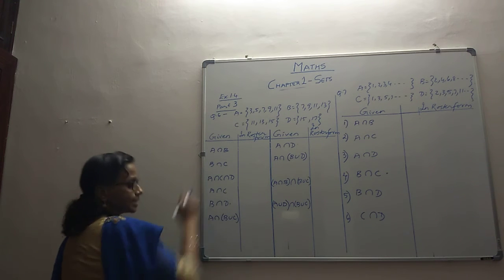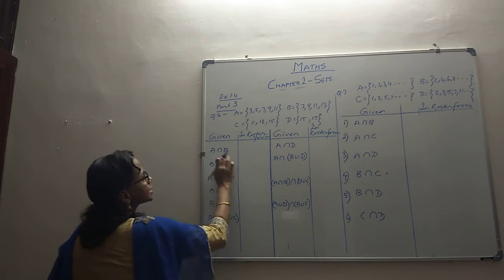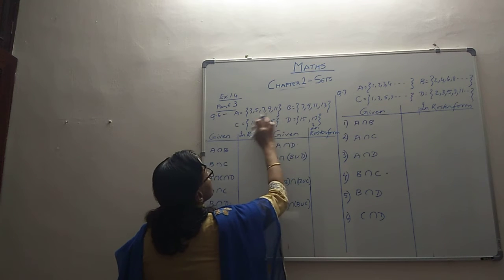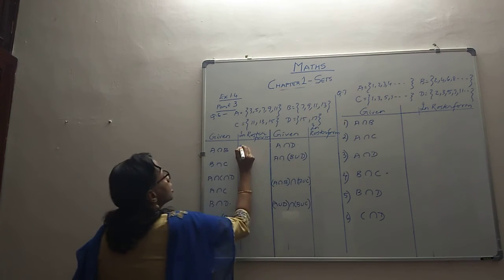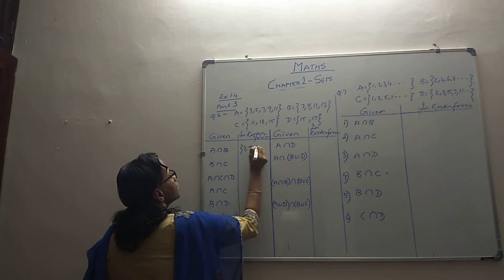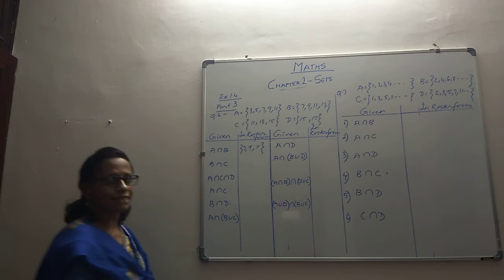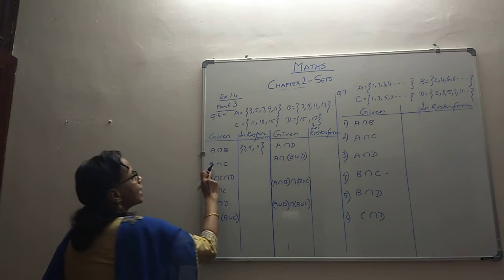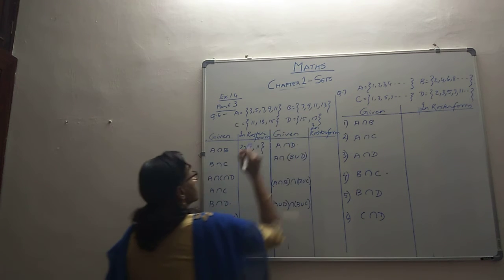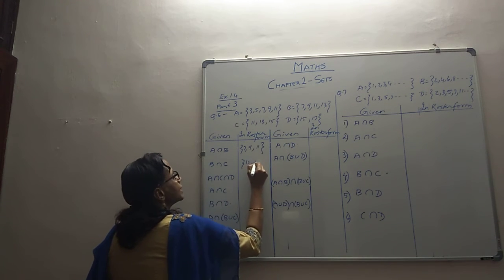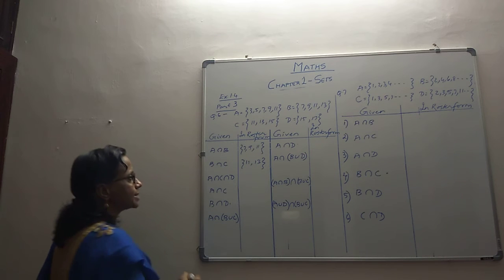A intersection B: amongst A and B, let's check if there is anything common. Between A and B, the elements 7, 9 and 11 are common. So we can have the listing like this, 7, 9 and 11. Then they ask us B intersection C. That means between B and C, what is common? The elements 11 and 13 are common between B and C.